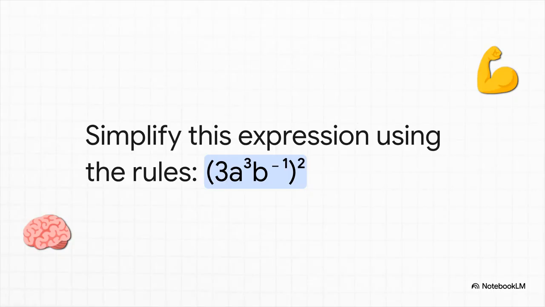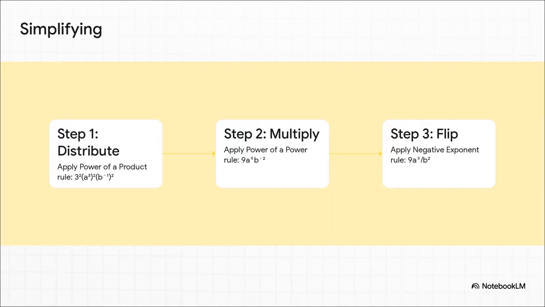All right, let's tackle something a little more complex. Take a look at this. We've got multiple things inside the parentheses, and the whole thing is raised to the power of 2. And, oh yeah, we've got a negative exponent thrown in there just for fun. This is where we have to be smart and apply our rules strategically. The absolute key here is to not get overwhelmed. Just go step by step.